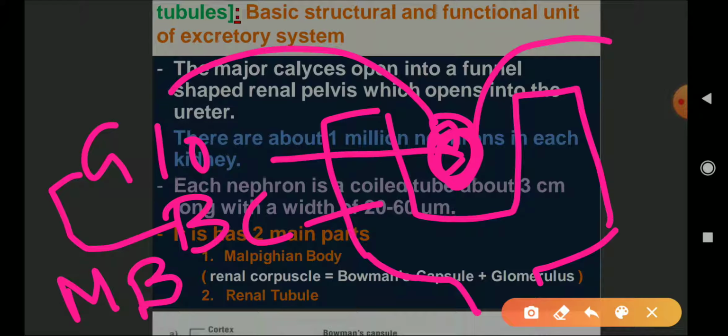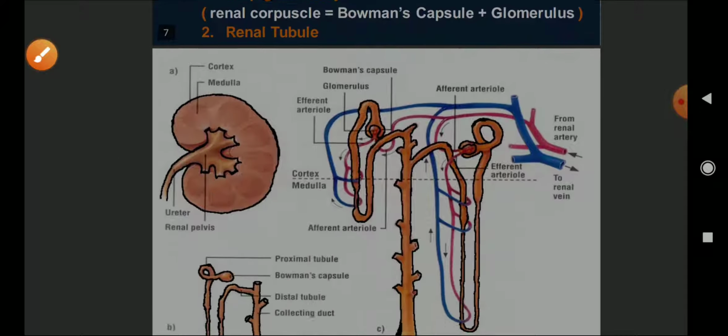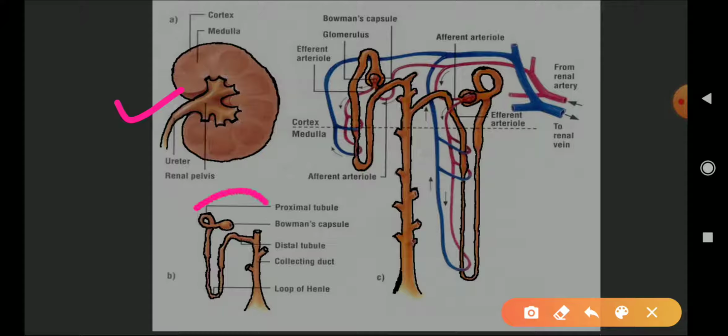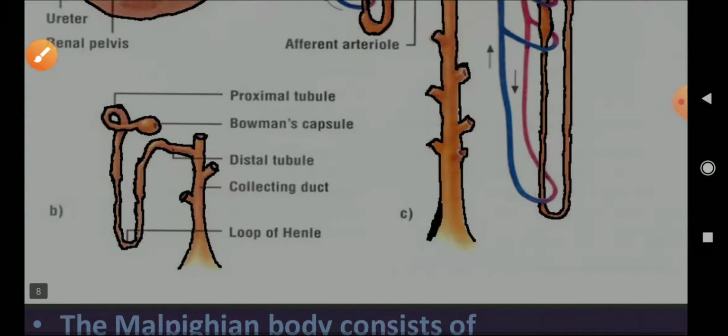Now glomerulus is not a part of nephron, but Bowman capsule followed by proximal convoluted tubule is. All the tubules that you heard are the renal tubules: proximal convoluted tubule, Henle's loop, distal convoluted tubule, collecting duct. These are all part of the nephron. So we'll see one by one. First of all, let us see the diagram here. This is the kidney, and this is the nephron. Let me zoom in. This is what the nephron looks like.